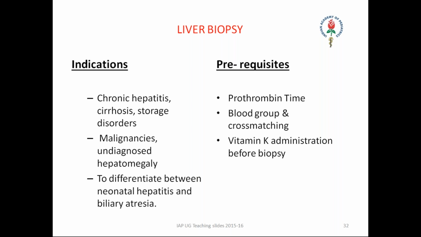What are the prerequisites? You see first whether any coagulation defects are there. Get a prothrombin time, BT, CT, blood grouping, identify the blood group and go for a cross matching even. And you also give vitamin K administration before doing the biopsy.